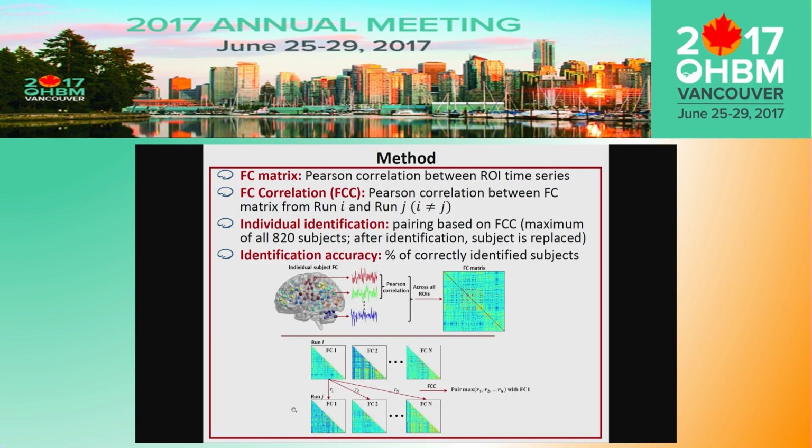So here, for example, you have subject 1 from run 1. We compute its FCC with all other subjects' functional matrices from a different run. And the match is made by assigning the first subject to the maximum correlation, the maximum FCC.